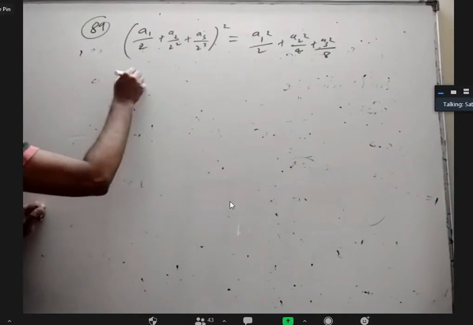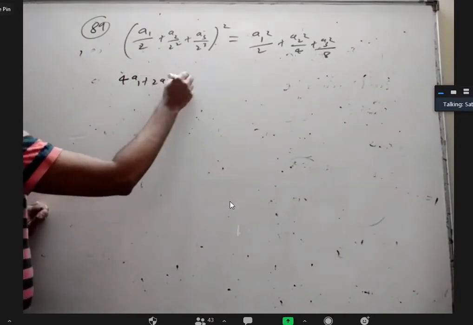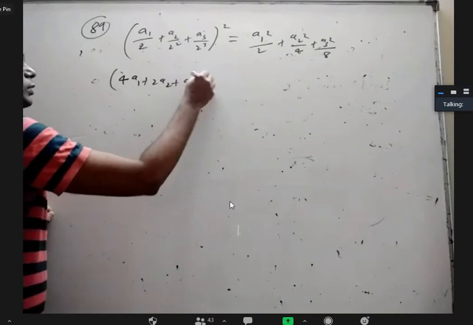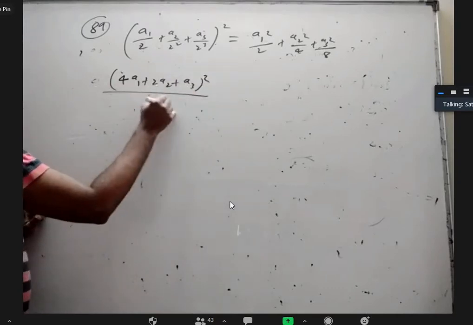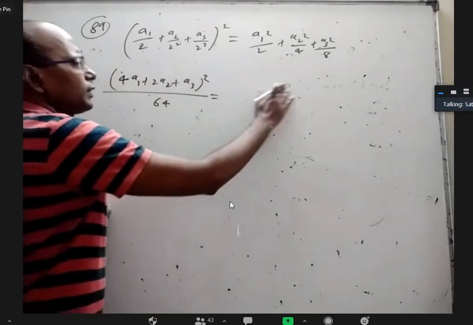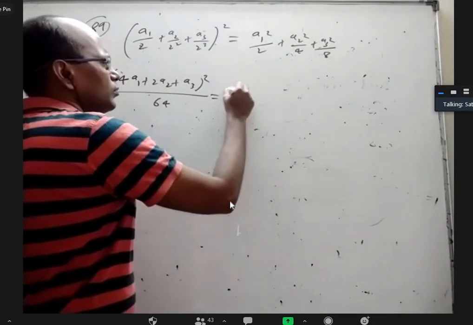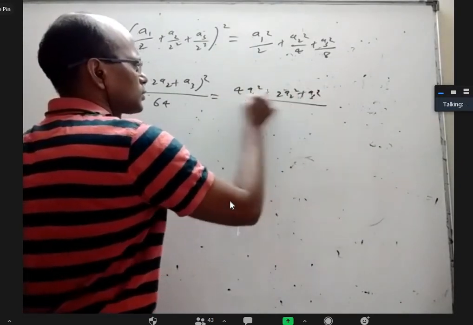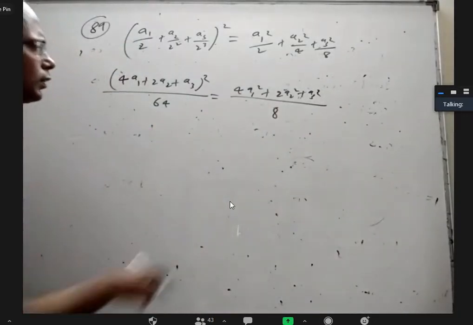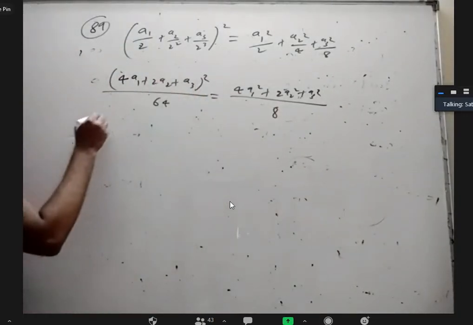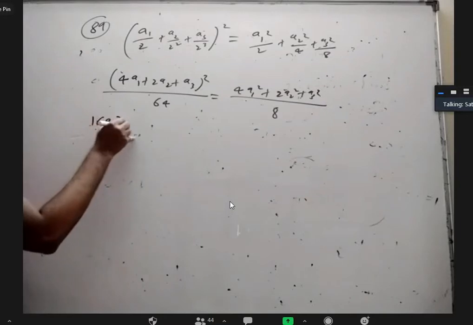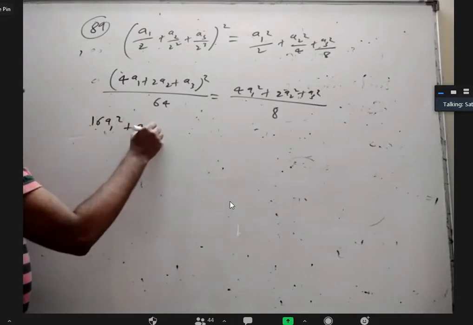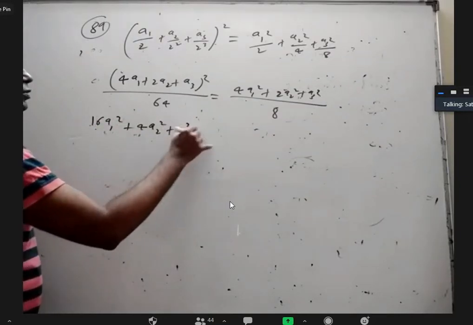Okay, (4a1 + 2a2 + a3) whole square by 2 cube, which is 60. Here if I take LCM, 4a1 square plus 2a2 square plus a3 square by 8. And 8 can cancel, 8 can go there. This will come 16a1 square plus 4a2 square plus a3 square.